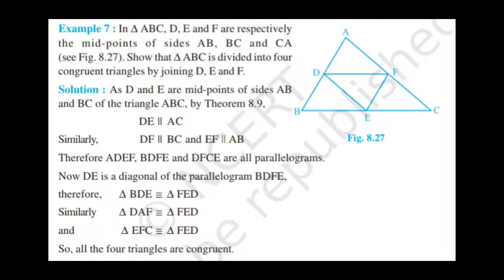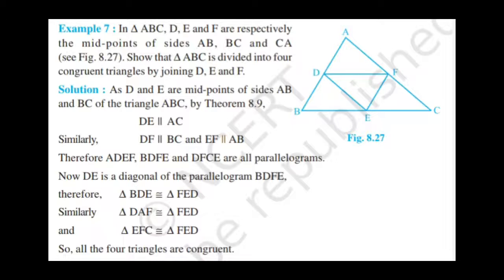D is the midpoint of AB. E is the midpoint of BC. And F is the midpoint of AC. We have to prove that triangle ABC is divided into four congruent triangles by joining D, E and F.